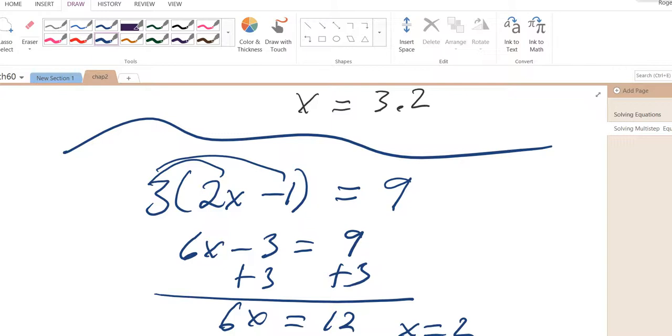All right. So let's take a look at a different one. Let's say we have 4 parentheses 8 minus 3x parentheses plus 4 equals, let's go with negative 12. Okay. I'm not even going to do anything with this. I'm just going to put this into one side of the equation and that into the other side. So I'm going to come back up.